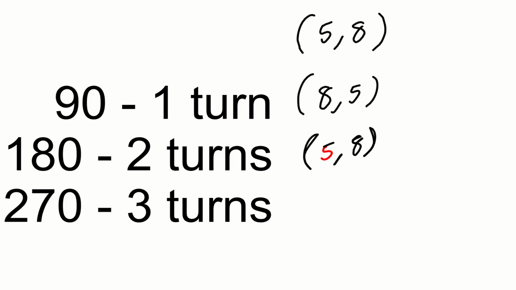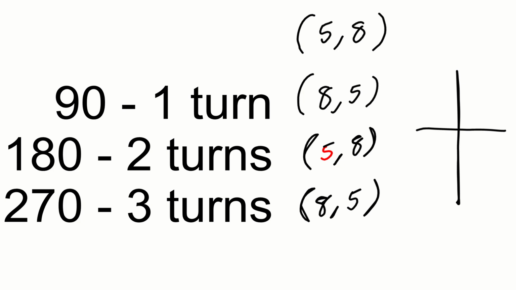And then 270, it switches again. So that's going to be 8, 5. Okay? Every 90 degrees, we switch the order on the X and the Y value. Now, the signs I left off. The signs depend on what quadrant you end up on.